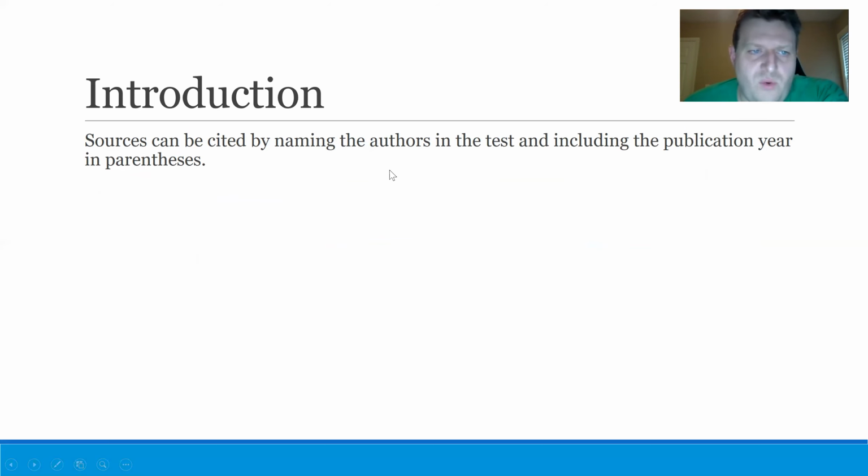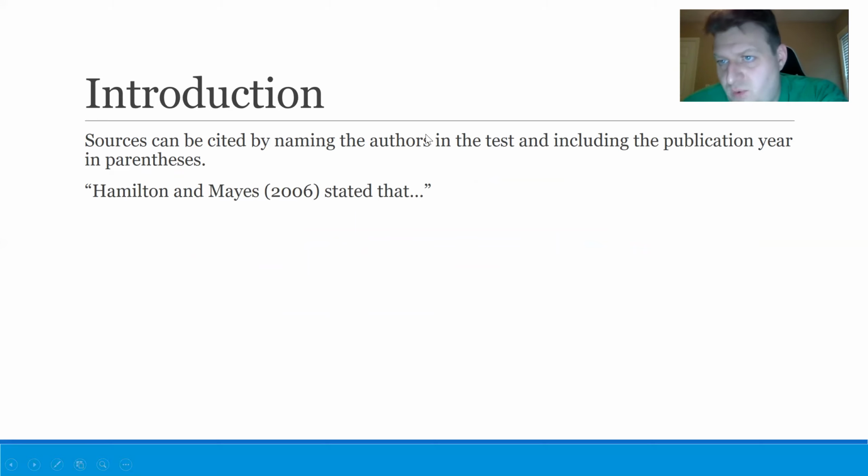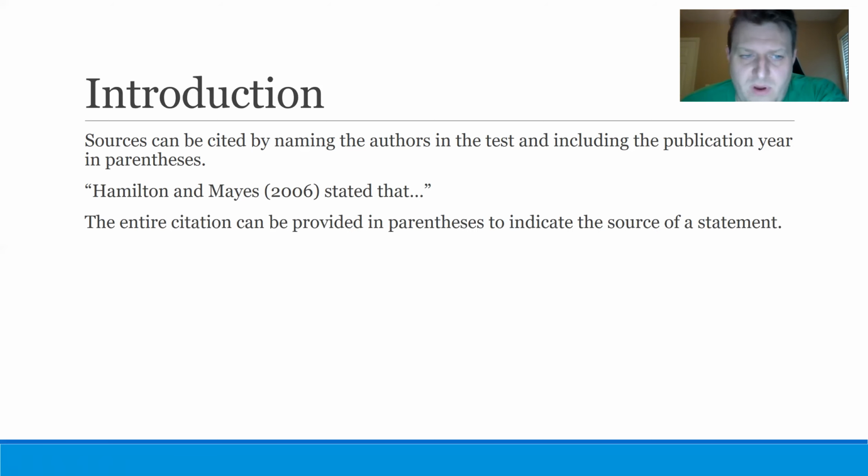Okay, so we can cite things in 2 different ways. If the authors are important to us, we can talk about the authors, and then after we talk about the authors, we include the year of the paper. So we might say Hamilton and Mays, 2006, stated that, and then an indirect statement, talking about what their experiment was about.